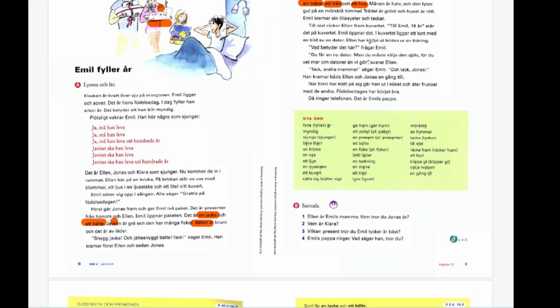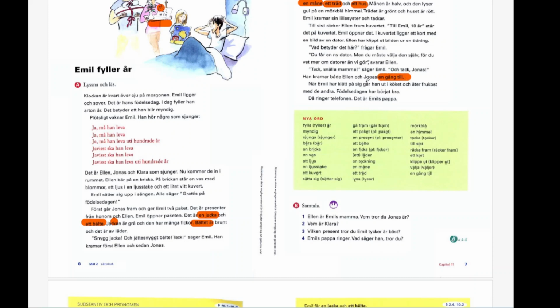That picture was actually clipped out, taken, cut it out from a newspaper. So Emil says, "What does it mean?" So Ellen answers that you are getting a new computer, but then you can choose yourself because you know more about computers than we do. So he says, "Tack snälla mamma, thanks, and tack Jonas, thank you Jonas." He hugs Ellen and Jonas again, en gång till.